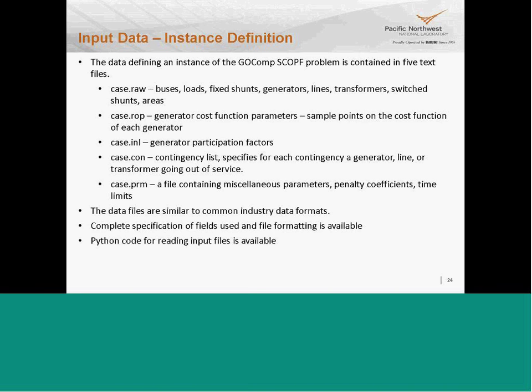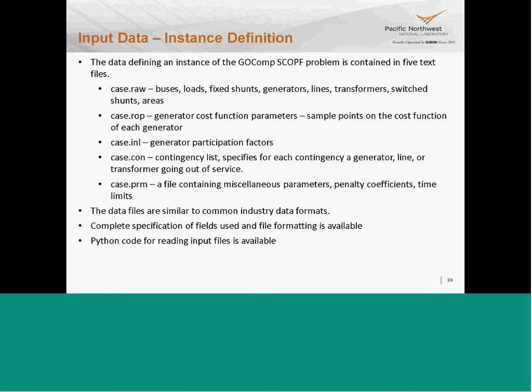This ROP file contains information on generator costs. There's this file INL, which stands for inertia, and it contains one piece of data that we need to formulate the problem, the generator participation factors. And then there's a file that defines each contingency. So this is a security constrained optimal power flow problem. So we've got some security contingencies, and they are defined here. Each contingency is either a generator outage or a line outage or transformer outage. So it's a pretty simple format here.